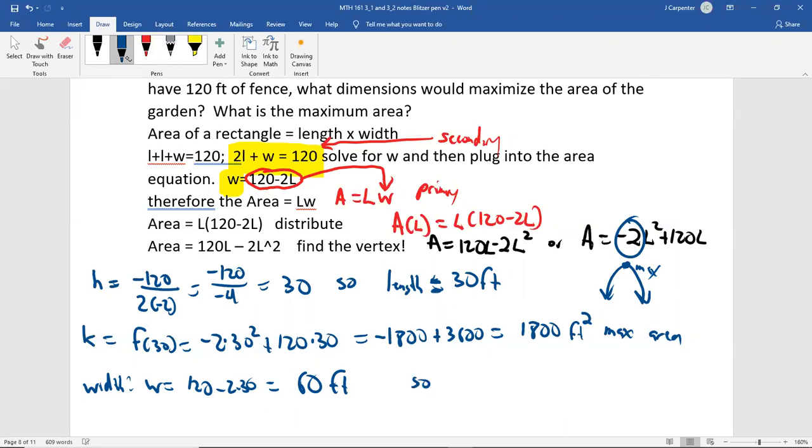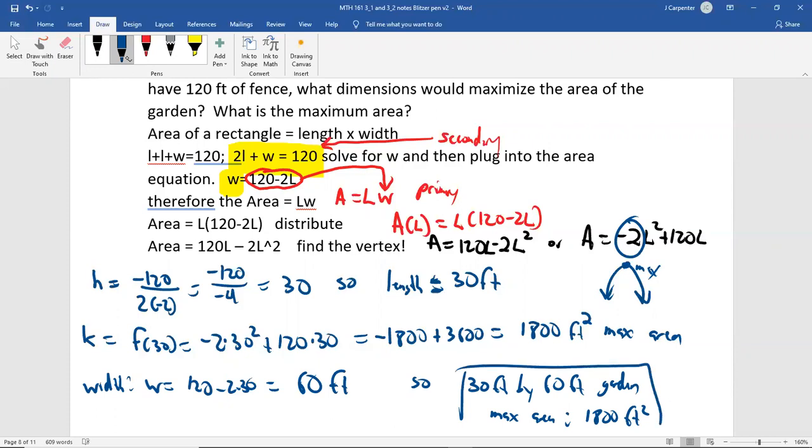So we have a 30 foot by 60 foot garden with a max area of 1800 square feet. And check this out, if you multiply 30 and 60, you get 1800. 3 times 6 is 18, 2 zeros makes 1800.